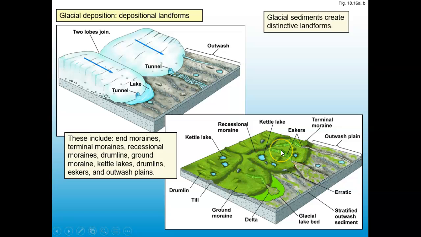Of course, we have the eskers we talked about. We have erratics we talked about. Drumlins we talked about. End moraines and recessional moraines are just moraines that tell us that as the glacier was retreating, as it receded, it left some of these mounds of till behind.